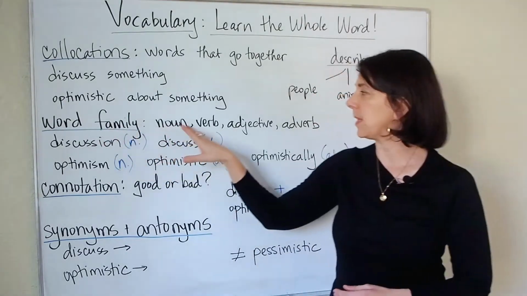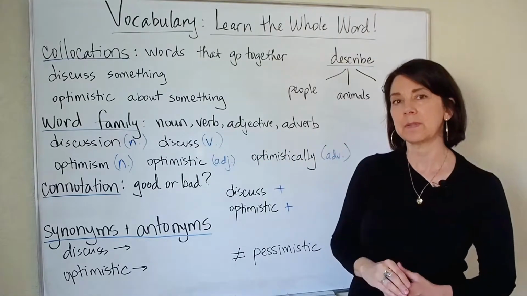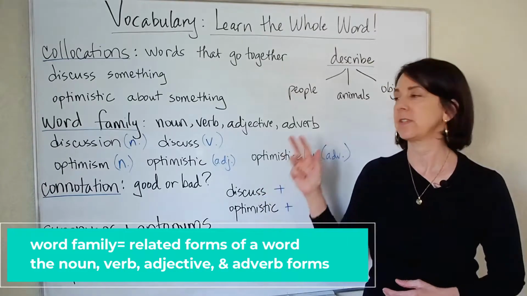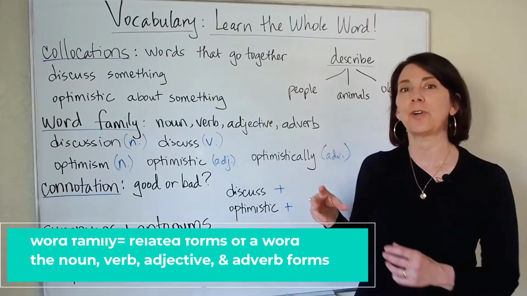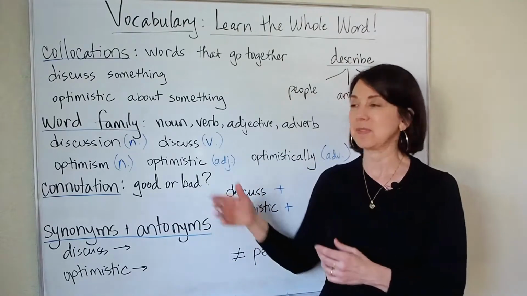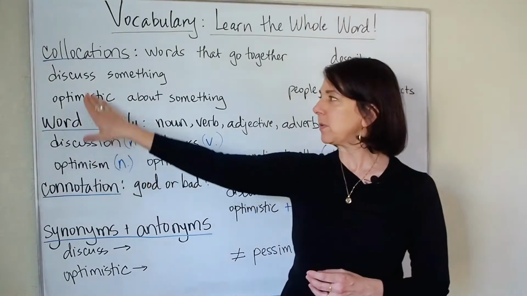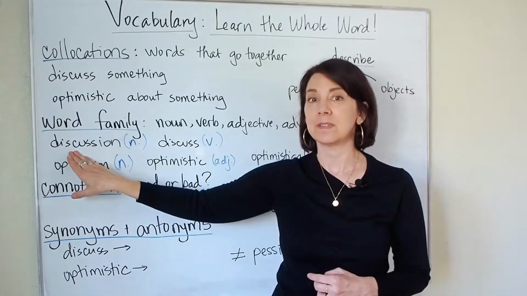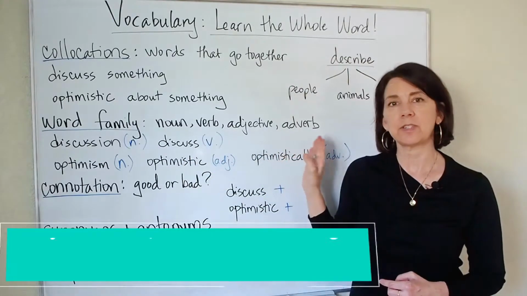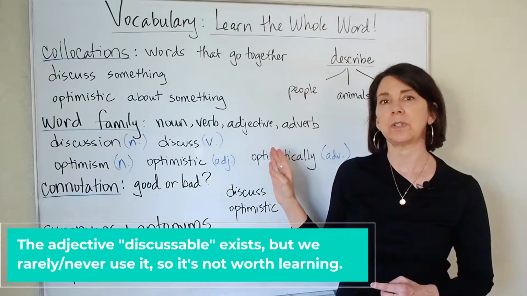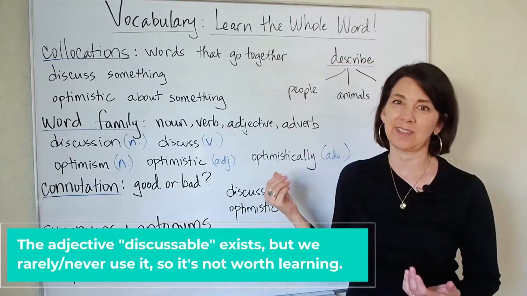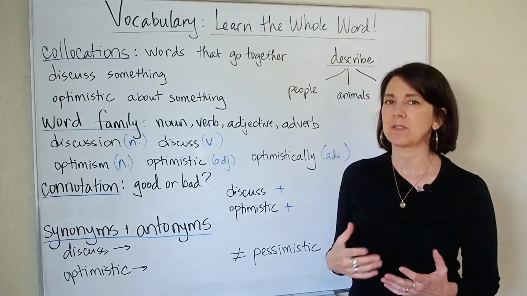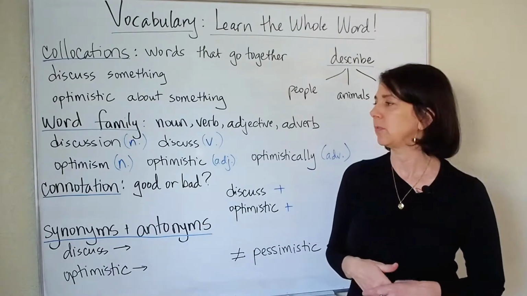For word family, you want to know that there are four main parts of speech that you should focus on: noun, verb, adjective, and adverb. So you're looking for related word forms. That's why we call it a word family. With the word discuss, the verb discuss, we would want to also learn the noun, discussion. There is no adjective or adverb form for this word. We do have the passive discussed, as in 'that has already been discussed,' but that's not really an adjective. That's more of just the passive verb form.